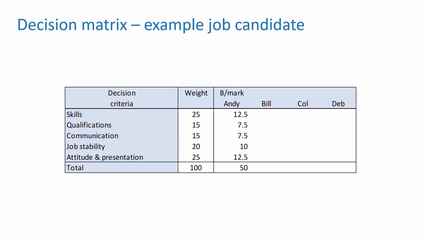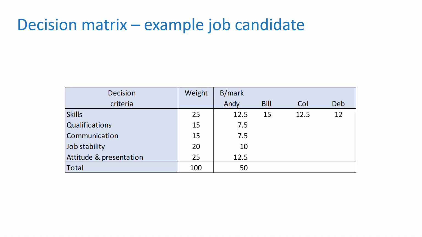So that's pretty straightforward. And then the next step after we've scored the benchmark is to go through each employee for each criteria and score them relative to the benchmark. So Bill, for example, in terms of skills, his skills are a little bit better than Andy's, so we'll give him 15. Cole's are about the same, so we score him the same. And Deb maybe is just a little bit off the mark, so she gets 12. So what you're doing is scoring across the table by criteria rather than down the table by employee.